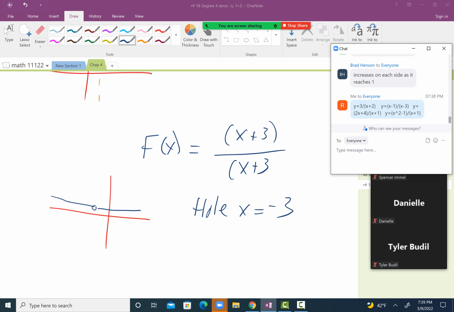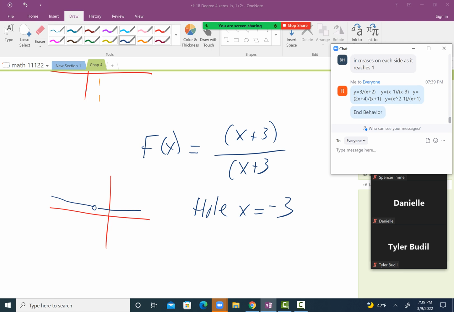Okay. And here's what we want to look for. What about the end behavior of these things? So I want you to graph them and think about the end behavior of those. Take a look at them, and we'll come together in a couple minutes and see if you can give me some ideas on end behavior of those.